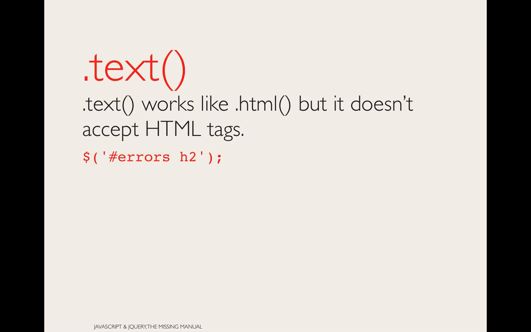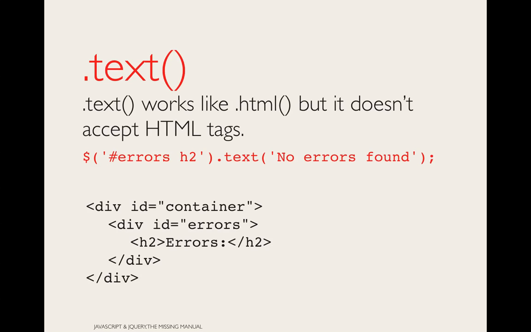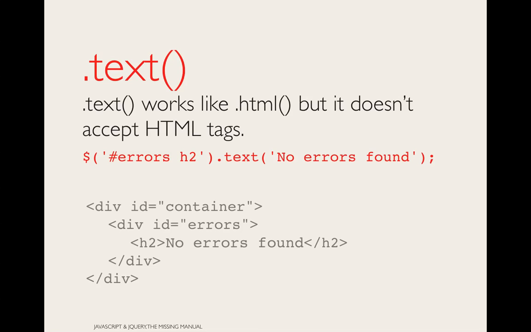It's worth remembering some of the CSS selectors every now and then if you don't use them every day. So again, text, it will replace stuff if you give it a string to replace it with. So instead of having an h2 with errors in it, we might want to put no errors found. Give them some positive feedback. So here's what that looks like. Once you execute that jQuery.text with no errors found, it'll replace the text in the h2 tag. Really pretty neat.